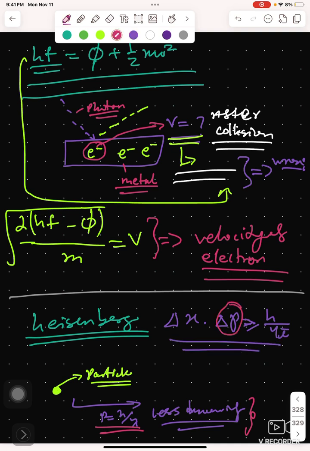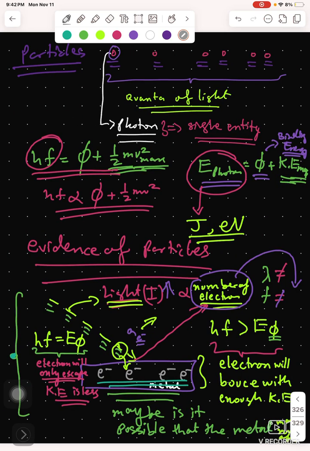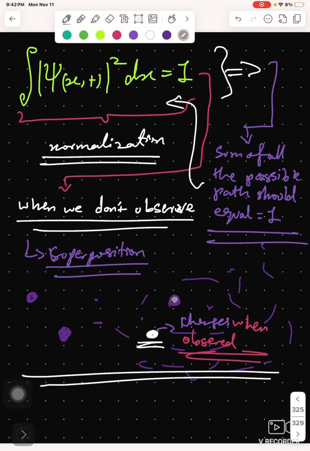So this downgrades the accuracy or preciseness, and this one upgrades. And the more I know about its momentum, the less I know about its position. So it's the opposite now. That's what it was about.